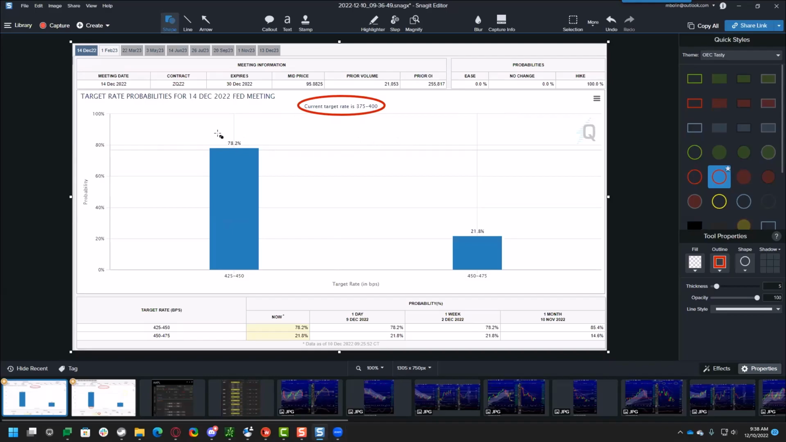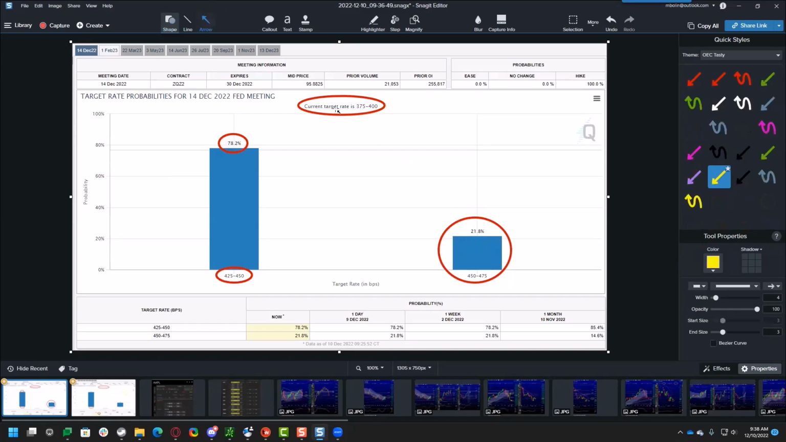The expectation is a 78% chance that we are going to get a 50 basis point rate hike for the December 14 FOMC meeting. Could he surprise us with a 75 basis point rate hike? Yes, he could surprise us with that. There is a 21% chance that he will do that. Now, between the Friday close and next Tuesday, we could see this number change. We could suddenly see a radical shift and start to see this number go up drastically and this number go down drastically. But at the moment, we're not seeing that.